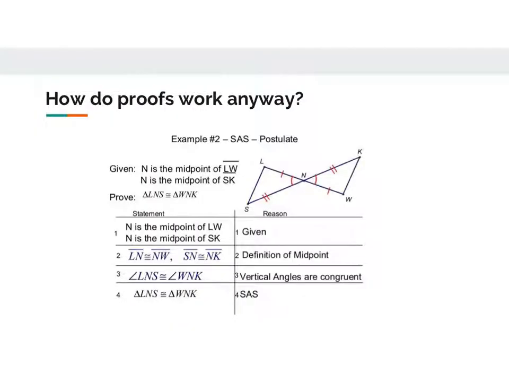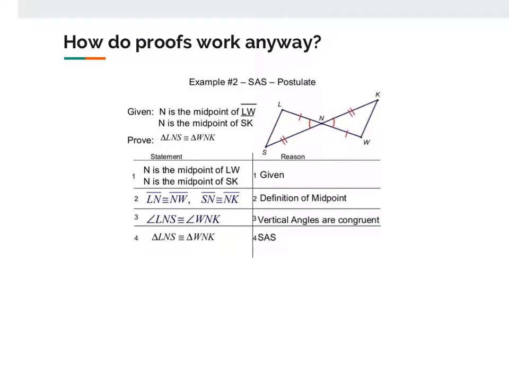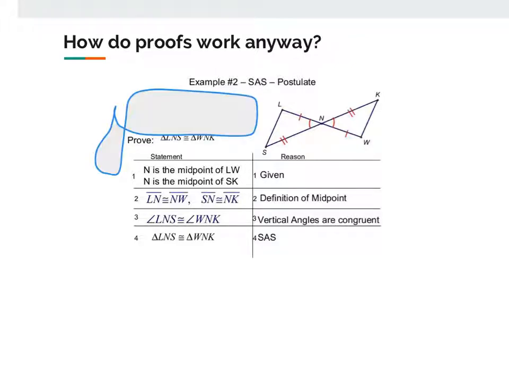So now, how do proofs work? Okay, so here's kind of an example of a proof. And let's just kind of look at how they do it. So here's all they do. You start with your given statements. That is the very first thing you begin with. Okay, so N is the midpoint of LW. N is the midpoint of SK.